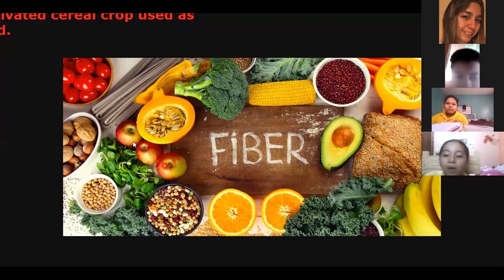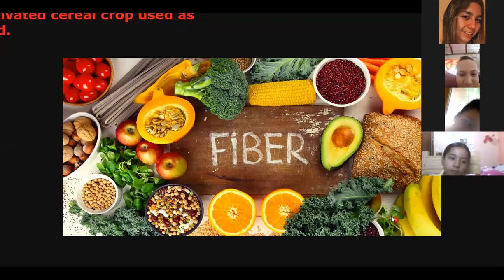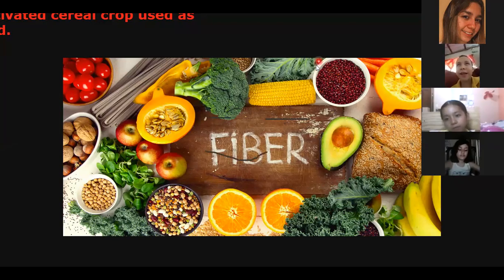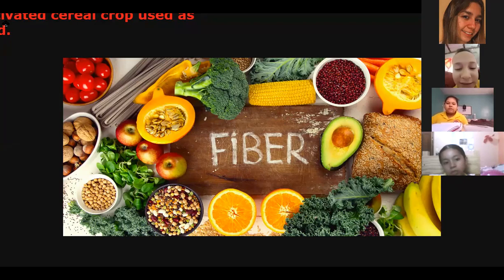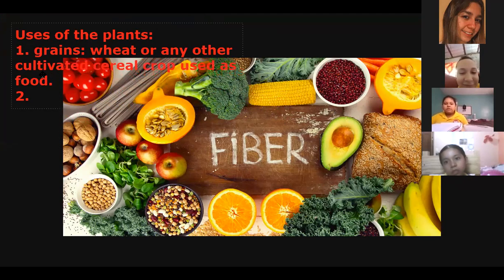Apples. Apple. Very good. And this yellow one here? Banana. Banana. Yes. And this one again? Avocado. Avocado. Yes. Very good. All right. Tomato, miss. Yes, we also have tomato here.